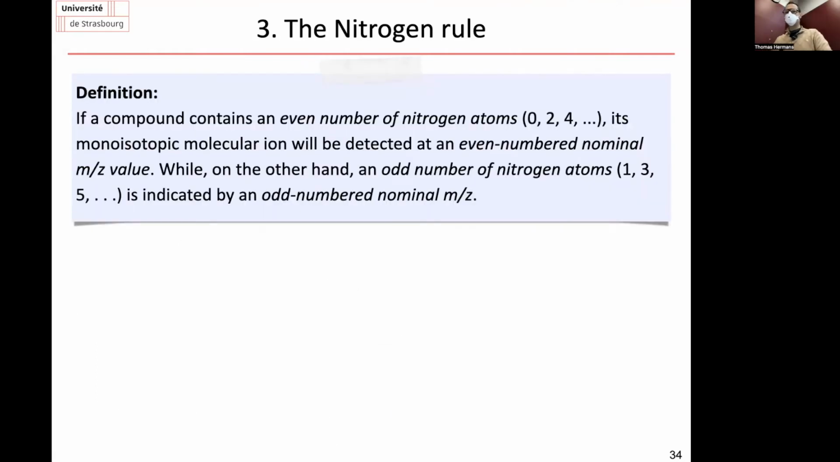Then there's also a nitrogen rule, which basically says that if your compound has an even number of nitrogen atoms, and warning, even can also be 0, the molecular ion will have a nominal mass which is also even. If you have an odd number of nitrogen atoms, so 1 nitrogen or 3 or 5, then you have an odd numbered nominal value of m/z.